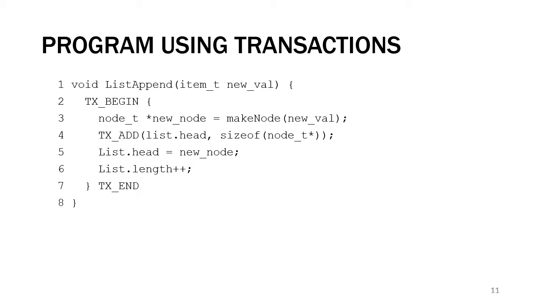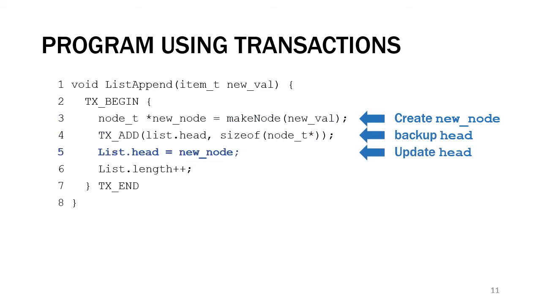With TX_BEGIN and TX_END marking out the transaction region, all the updates within the region will become failure atomic. So first, the program creates a new node. Then before updating the head, it backs it up with TX_ADD, and then performs the update to the head. And finally, it increments the list length because we just appended a new node.